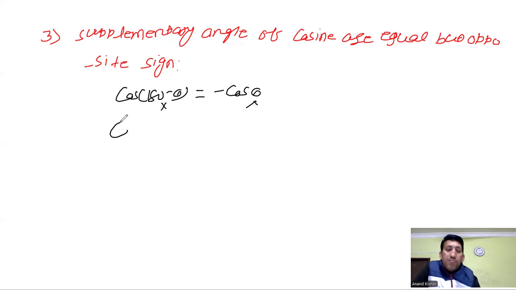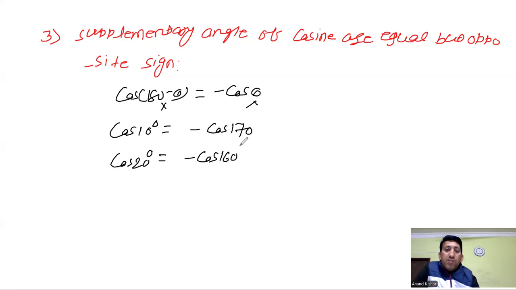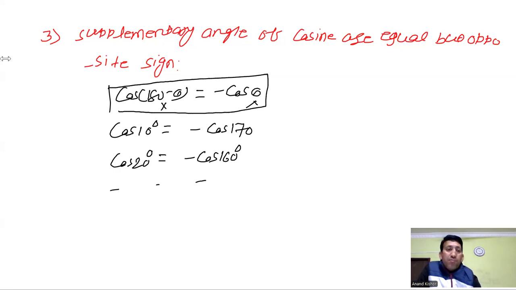That is why I am giving the example: cos 10 degree, directly I will write minus cos 170. Cos 20 degree, we will write directly minus cos 160 degree, and so on. This is a very moderate concept, but very important. We have to remember it like that: cos 180 minus theta is minus cos theta. Now we are going to give some more examples.